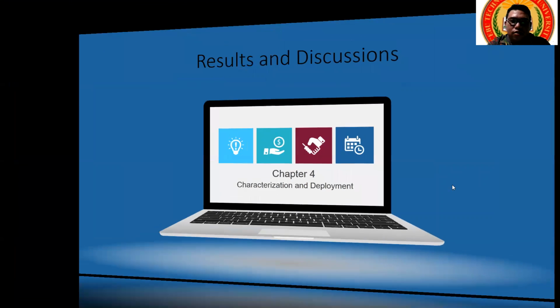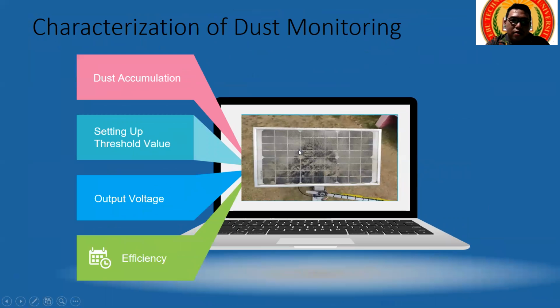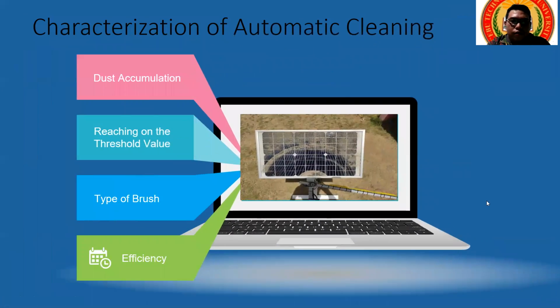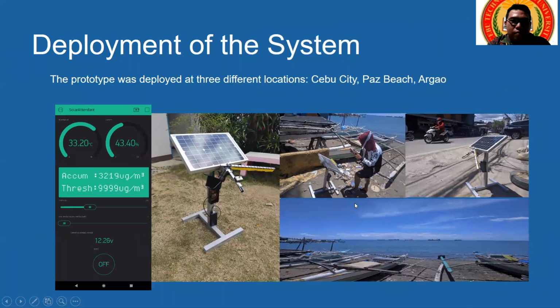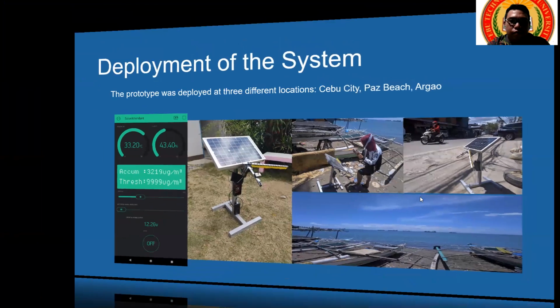Okay, so results and discussions. So we have characterization of dust monitoring. We have set here the 4 key points: the dust accumulation, setting up the threshold value, the output voltage, and also the efficiency. So we have deployment of the system. Our prototype was deployed in 3 different locations, namely Cebu City, Pasig Beach in Talisay City, and Argao, Cebu Province. So these are the 3 different locations where the system was deployed.